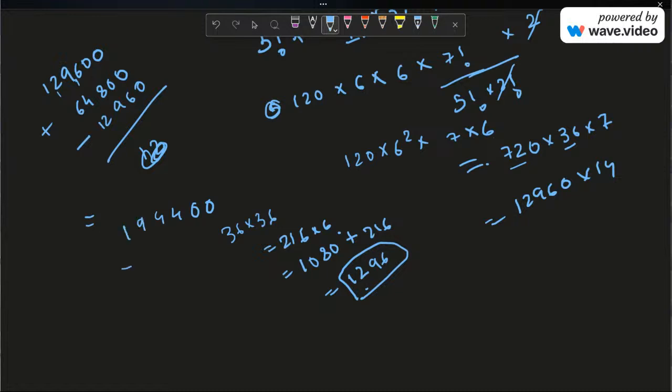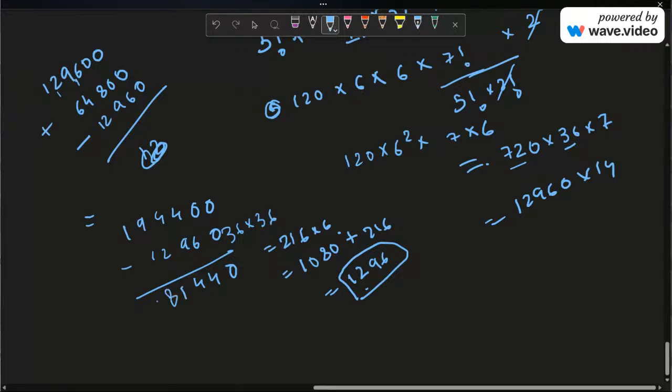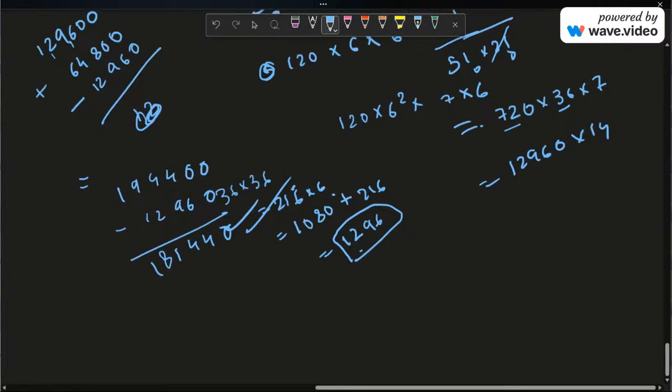Now I have to subtract 12960. I guess I will get the answer. 0, 4. 13 minus 9 is 4. 3 minus 2 is 1. 9 minus 1 is 8. 181440. Yes, this question is complete.